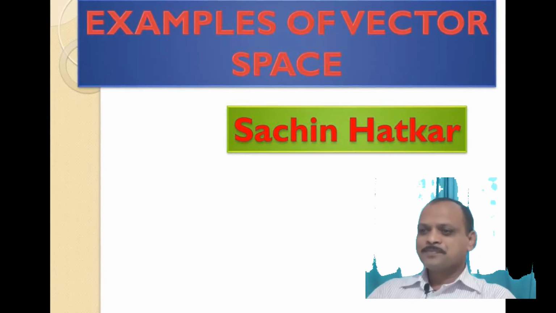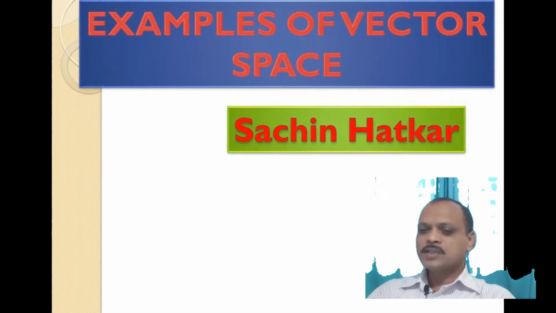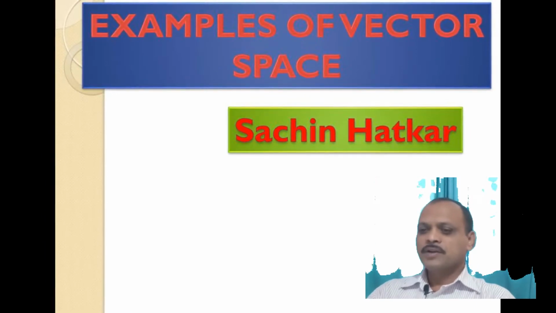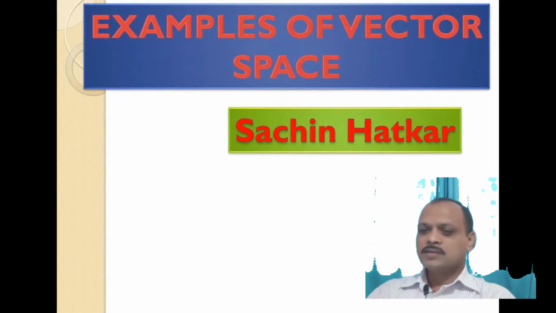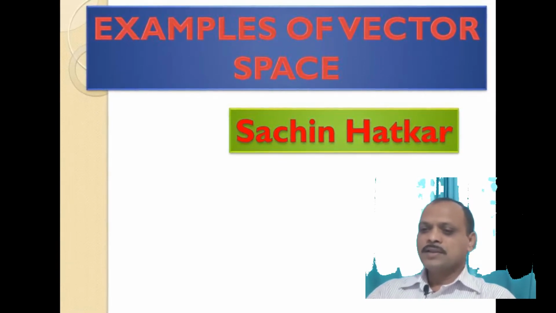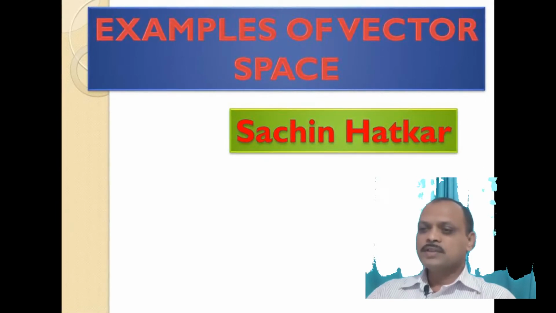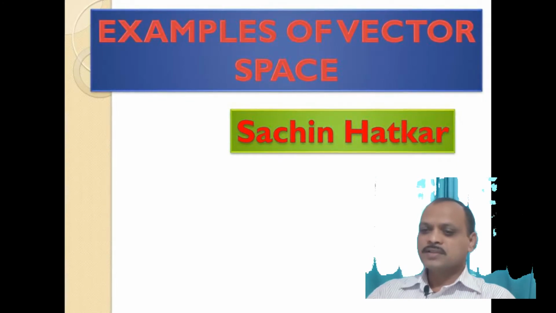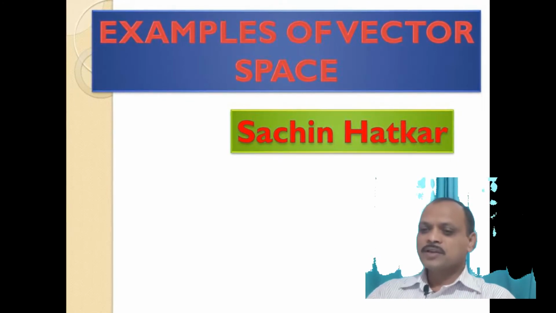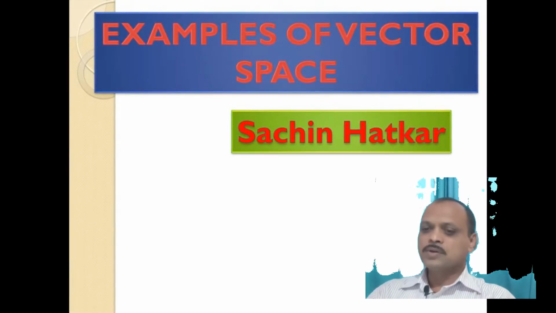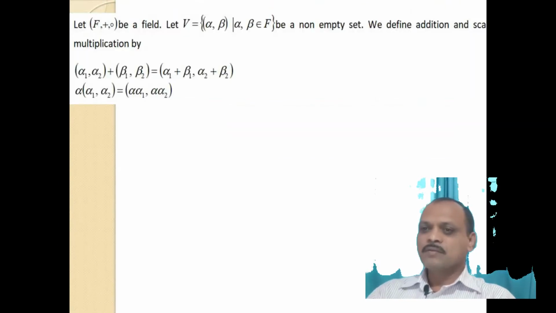Hello friend, in the previous lecture we have seen what is meant by a vector space and one example of a vector space. In this video we will see two more examples of vector spaces. Remember that a vector space is a combination of two sets: one is a field and one is an abelian group.